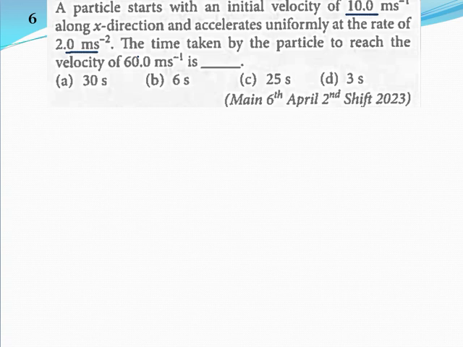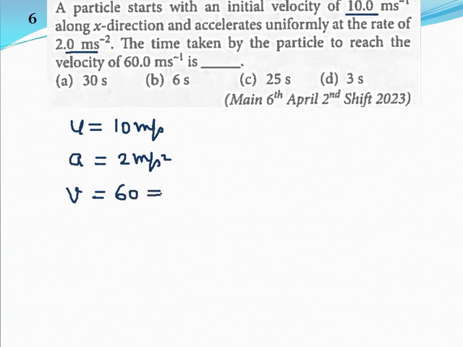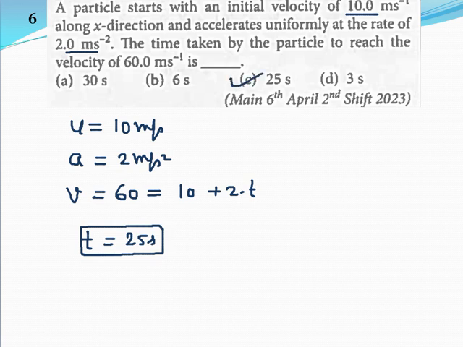This is a very simple, formula based question. A particle starts with an initial velocity 10 meter per second along x direction, accelerates uniformly at the rate of 2 meter per second square. The time taken by the particle to reach the velocity 60 meter per second. Applying u plus at, 10 plus 2t equals 60, simply we get 50 by 2, that is 25 second, option number C.